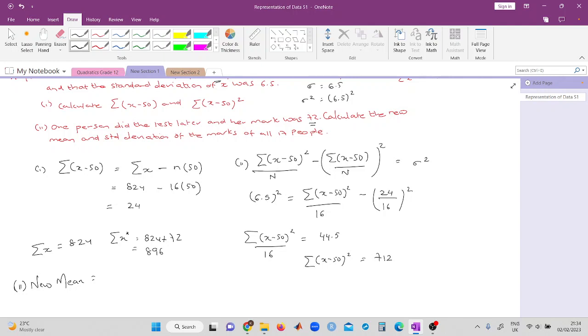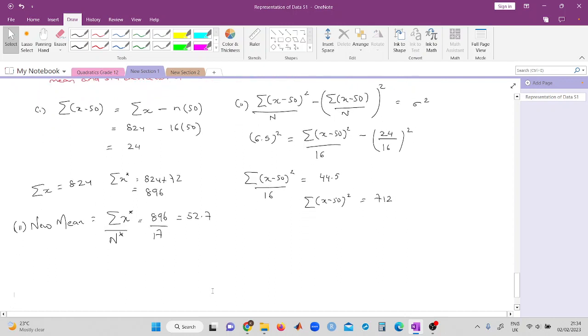How to calculate the new mean? It is a summation of x star divided by the new n, donc appelé n star. This will give me 896 divisé par, donc avant il y a 16, un nouveau est rentré, il fait 17. So 896 divisé par 17, il fait approximately 52.7 something. Okay, this is how to calculate the new mean quand il y a 17 personnes. Now, next, we get the standard deviation.